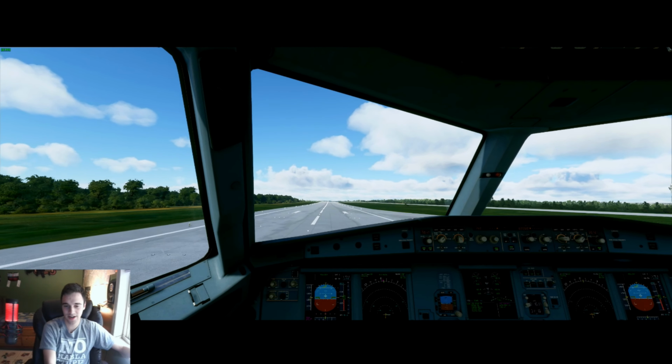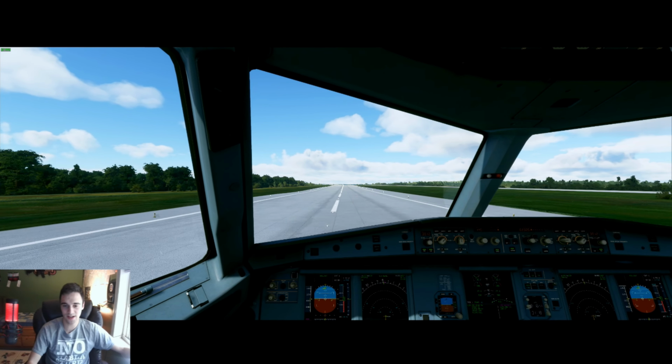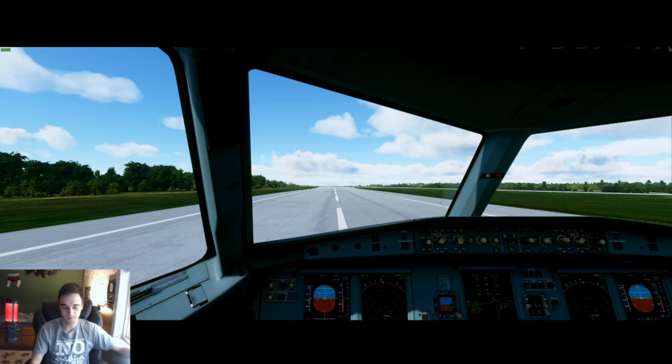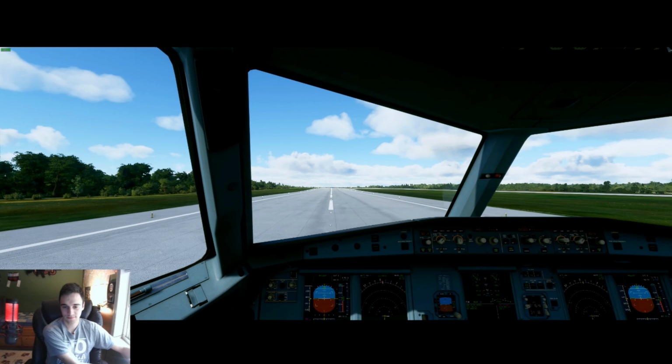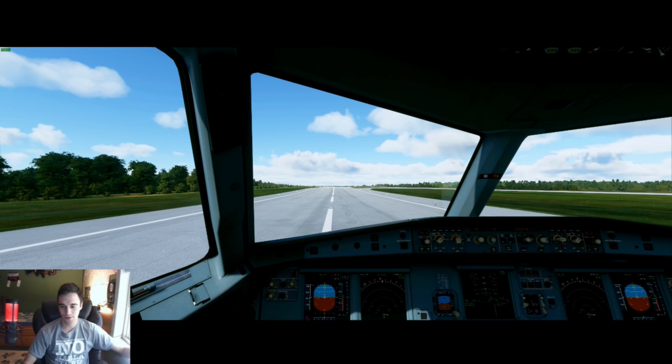Alright, and there's the touchdown, everybody. Got our reversers out, spoilers are out. And the reversers can come off, and it's manual braking from here.